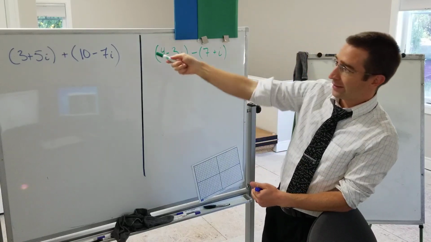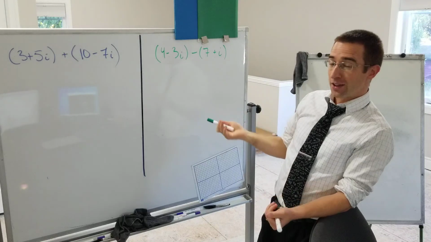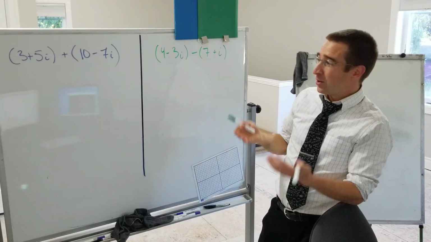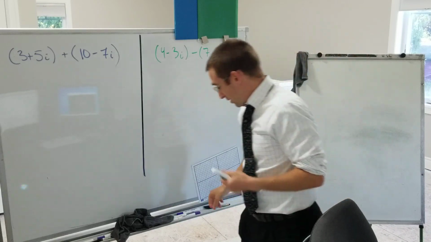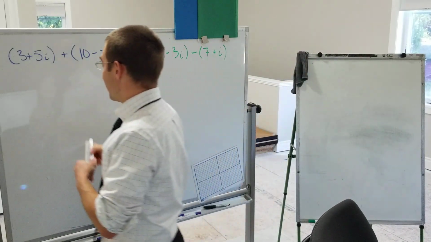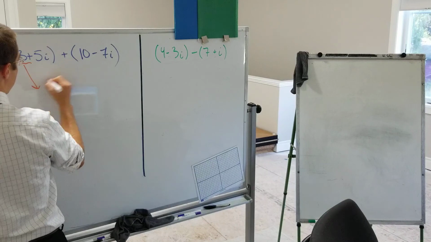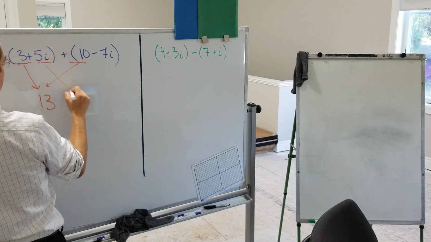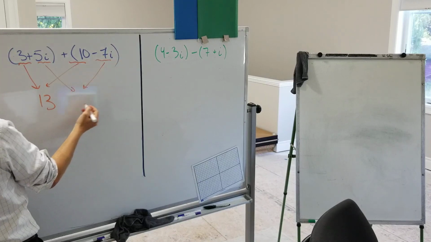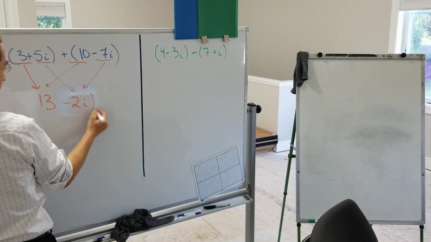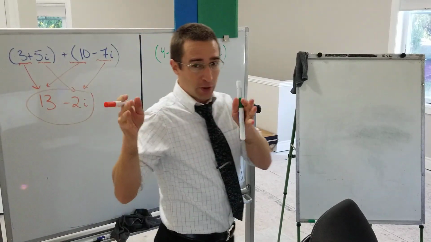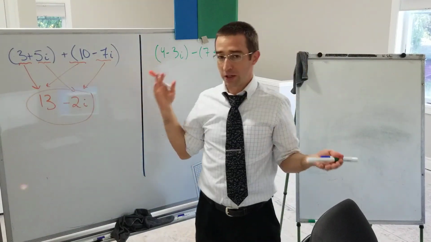All right, let's start with the addition problem. The addition problem, what we're going to do, all we basically do is we just combine like terms. We add the real parts together, we add the imaginary parts together. So I have 3 plus 10 is 13. I have 5i minus 7i is negative 2i. 13 minus 2i is our answer. That's it. Add the real parts, add the imaginary parts, boom, write your complex number.